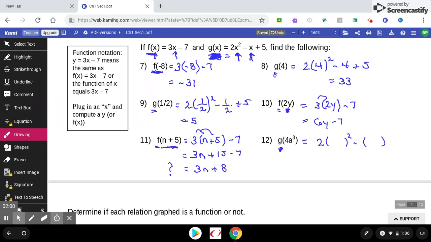I like doing it this way. You don't have to. I think it makes it pretty darn obvious. So whatever's in the parentheses in the problem is what goes in the parentheses when you work it out. So my 4a cubed goes here. Again, the calculator's not going to help me because I don't know what a is.